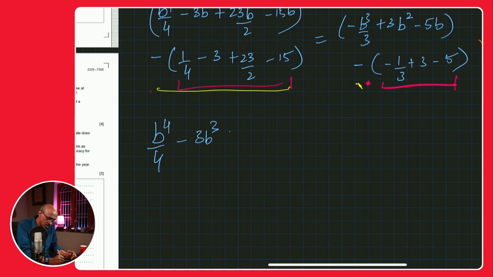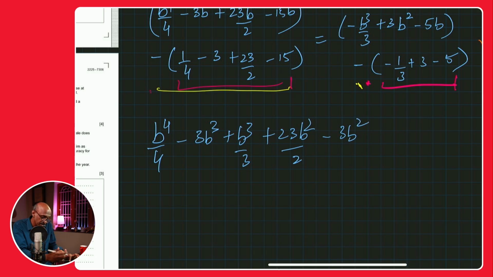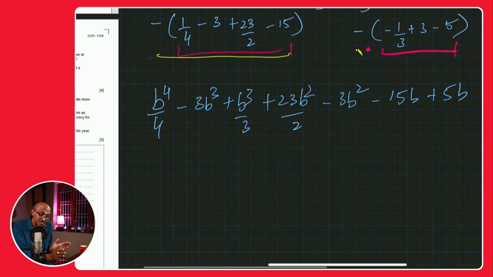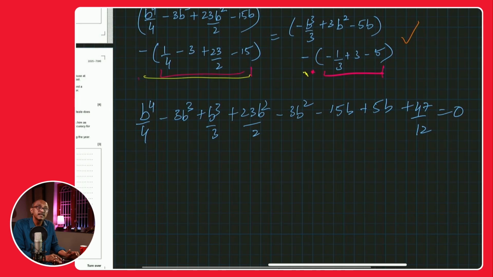Let's bring it here. So that becomes a 3b, not a 3, sorry, it's a b cube over 3 plus b cube over 3, and then there's a 23 b square over 2, and there is a negative 3b square term from the right hand side, and then the left hand side you have a negative 15b, right hand side you have a 5b, so it becomes a positive b, and this term, remember, we've already evaluated, leave it as a fraction with a positive sign, plus 47 over 12 equal to 0. It's a long string. I hope this is visible. That's the entire equation. And again, I'm not going to simplify, okay?